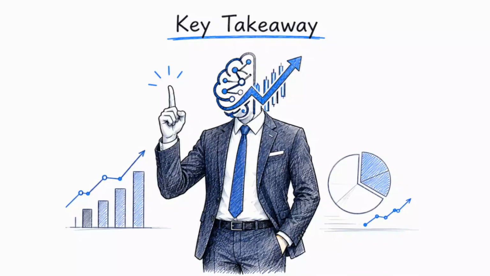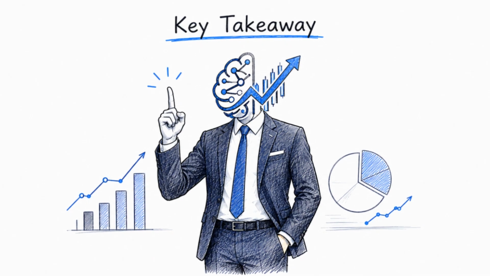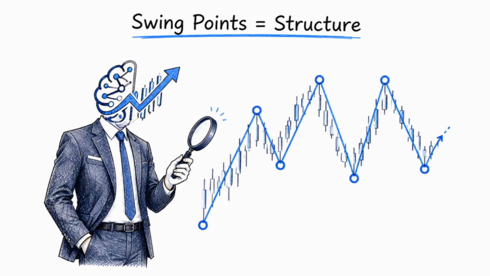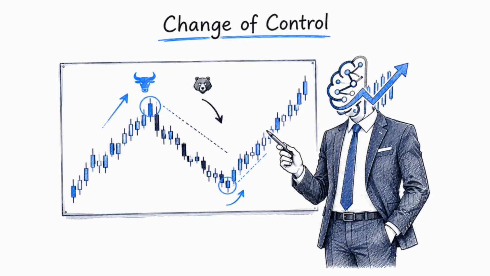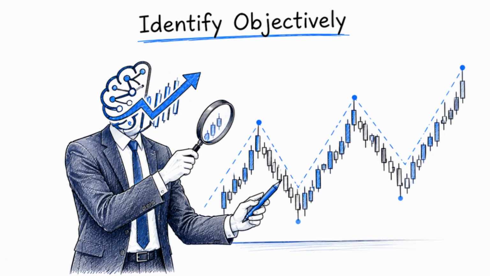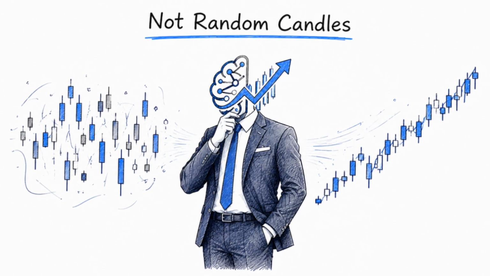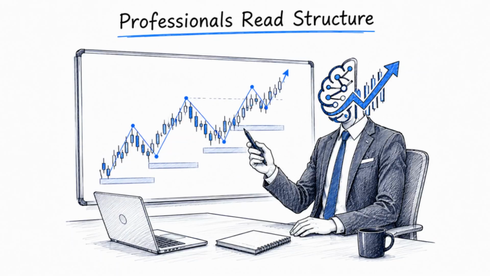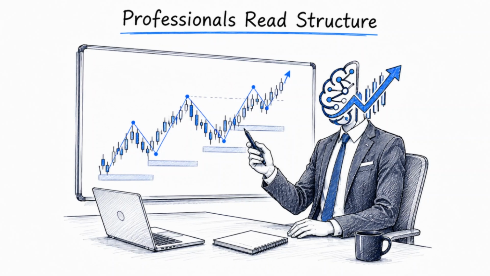Key takeaway. If there's one thing I want you to remember from this lesson, it's this. Swing points are the skeleton of market structure. They show where buyers and sellers changed control. Learn to identify them objectively, and you'll stop looking at charts as random candles. You'll start seeing structure, and structure is what professional traders read every single day.